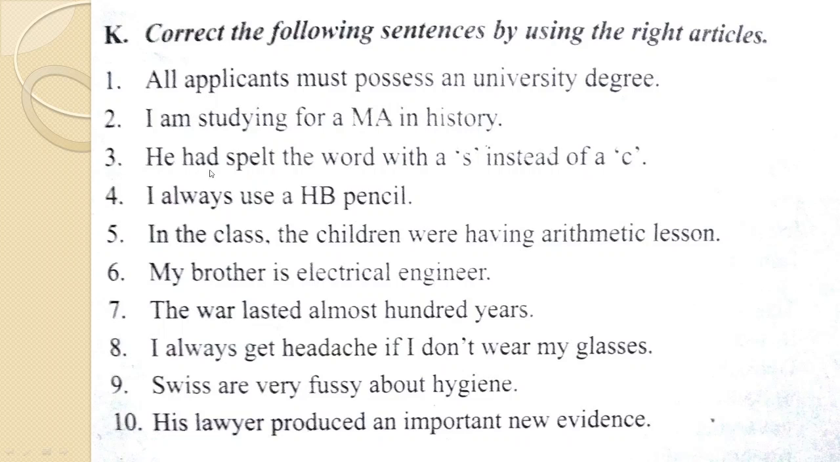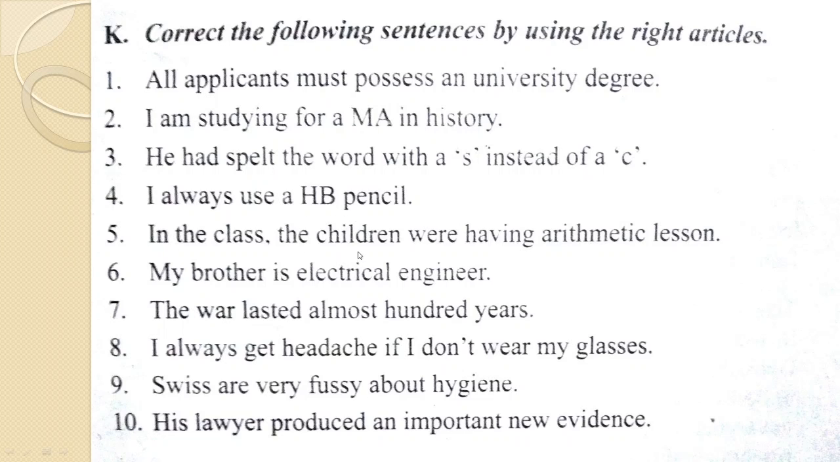Then number 3, he had spelled the word with an S. It should be an S. When we say S, again you are starting with a vowel sound. So an S instead of a C. Number 4, I always use a HB pencil. Not a HB. Sorry, I always use an HB pencil. When you say H, it is "aitch", so it is an HB pencil.